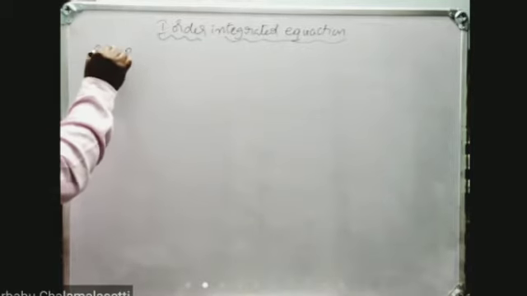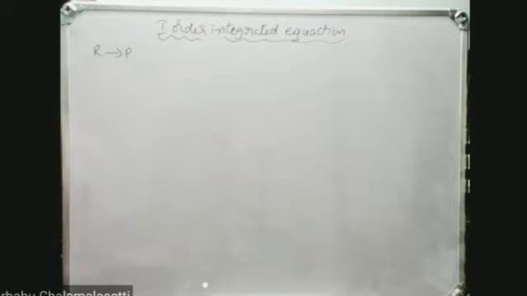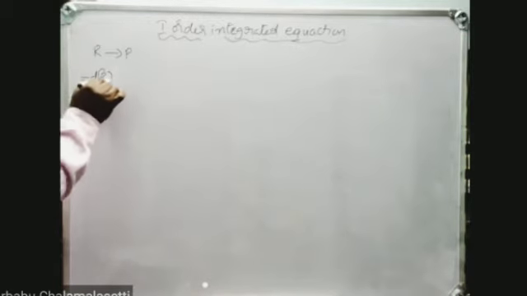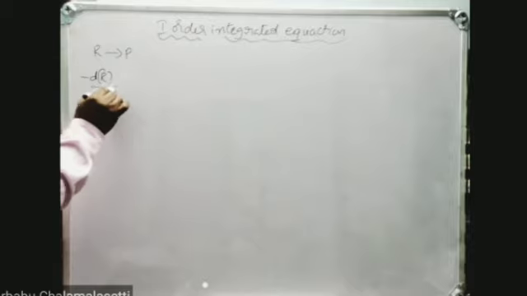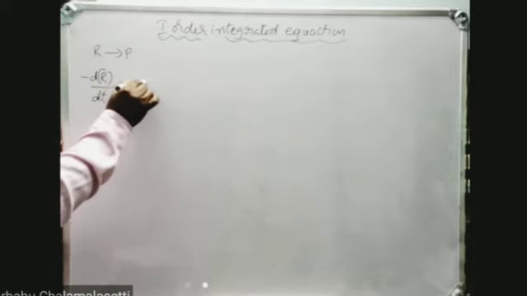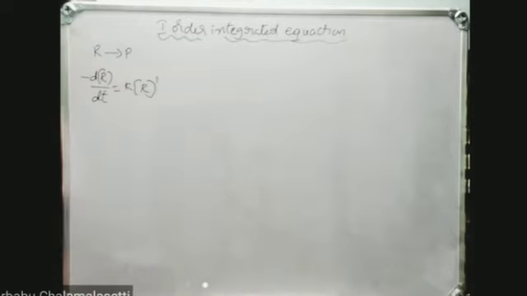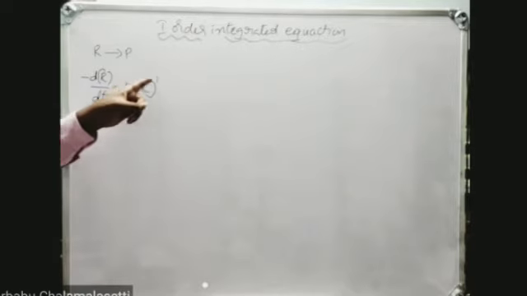Reactant gives rise to product. For this, write the differential rate equation. Differential equation: minus dR by dt is equal to k into concentration of reactant to the power 1. It is a first order reaction, that is R power 1.